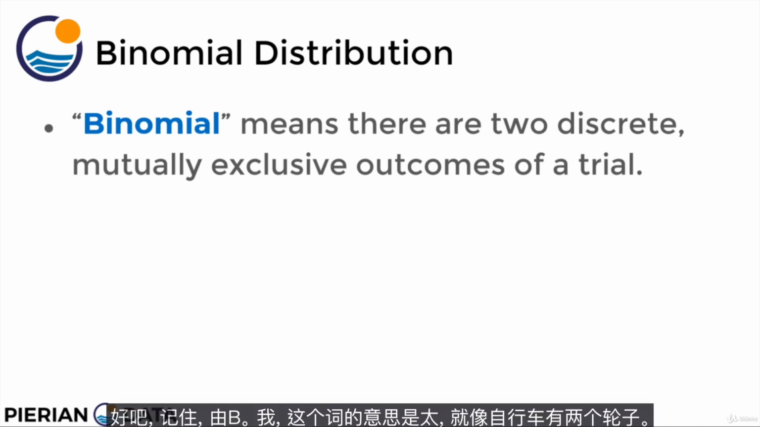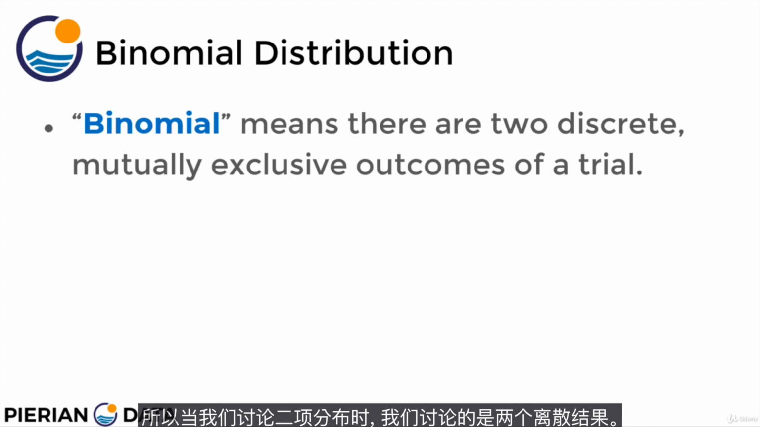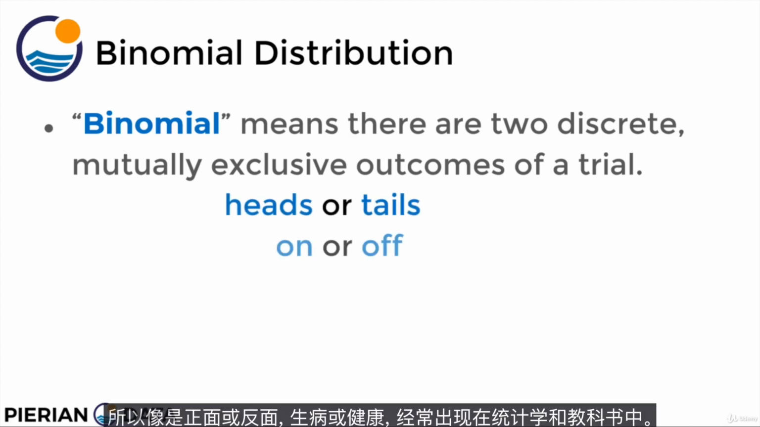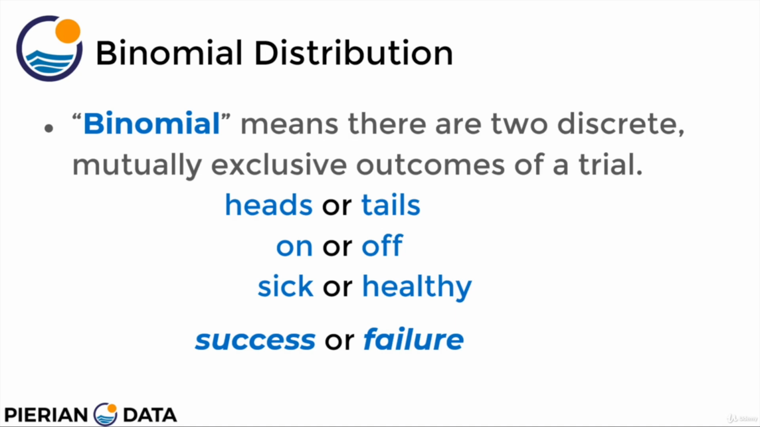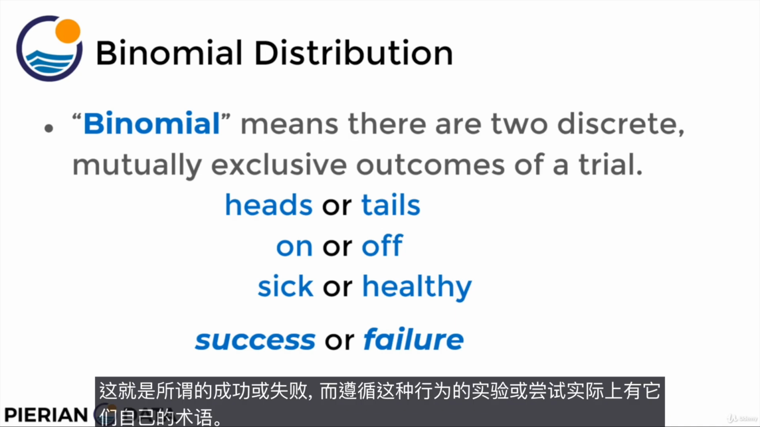Well, remember bi, that term just means two, like a bicycle has two wheels. So when we're talking about binomial distributions, we're talking about things with two discrete outcomes. So something like heads or tails, on or off, sick or healthy. And often in statistics textbooks, this is known as success or failure.